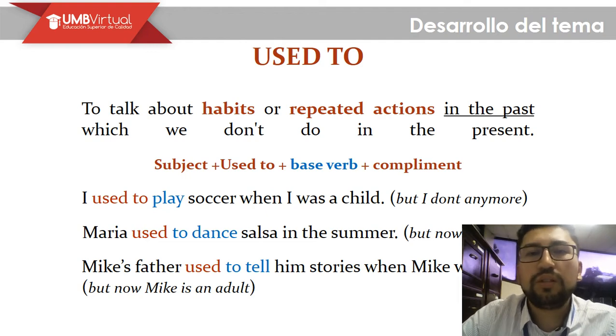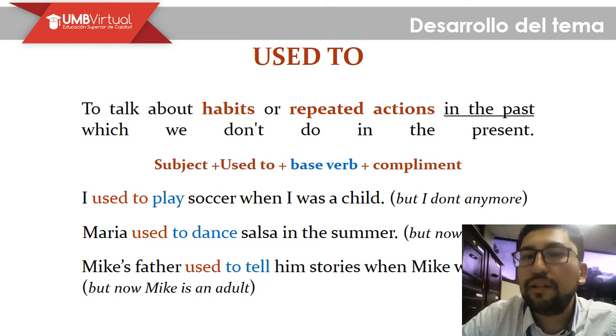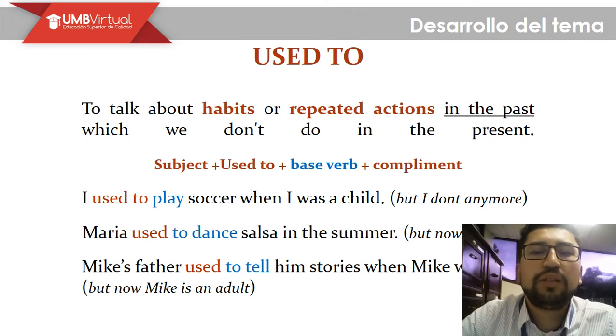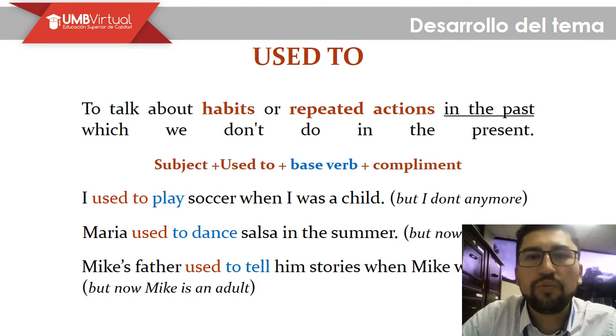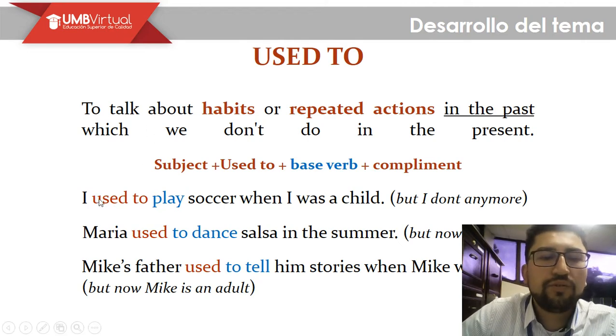And used to is also used as an auxiliary verb. It is very important that you have this in mind, because you use this used to with a verb. Look, I used to play. Maria used to dance. Mike's father used to tell him stories, and so on.